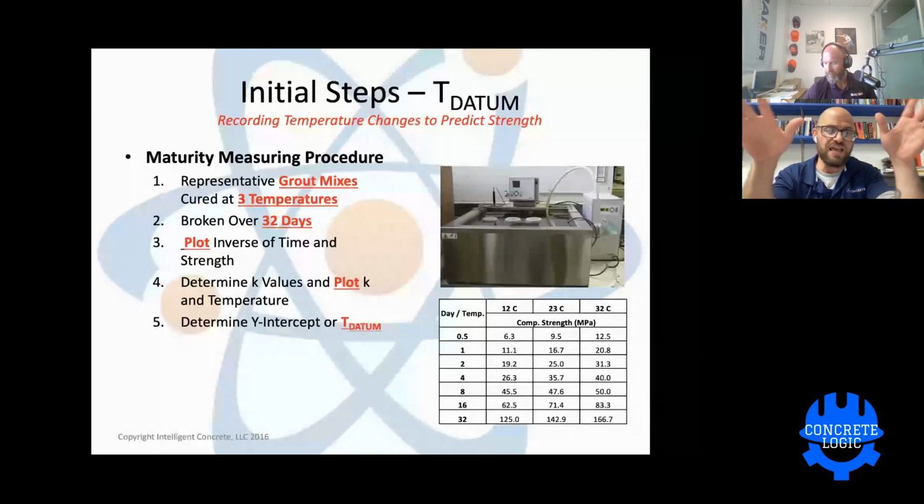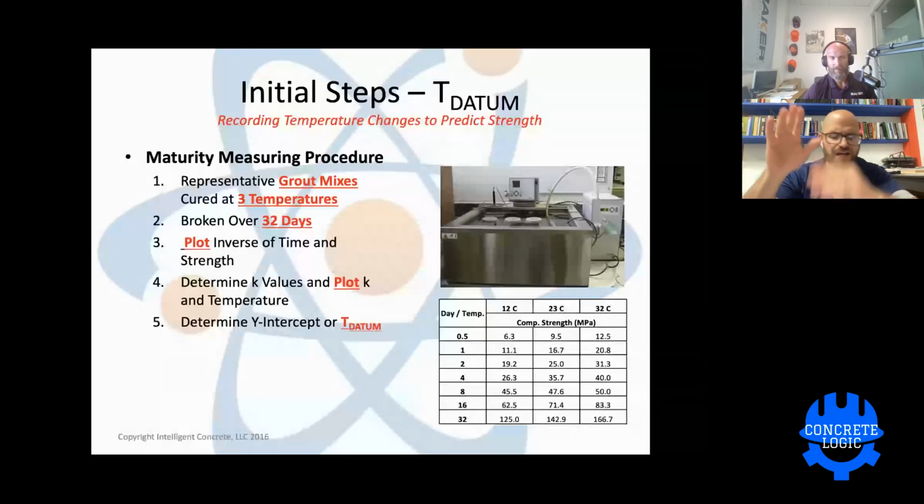And for my ASTM junkies out there, I apologize if I'm getting these numbers wrong. I'm trying to remember a lot of things, so please always go back to the ASTM to get the numbers right. Don't use my words as gospel. But so you break these over 32 days.